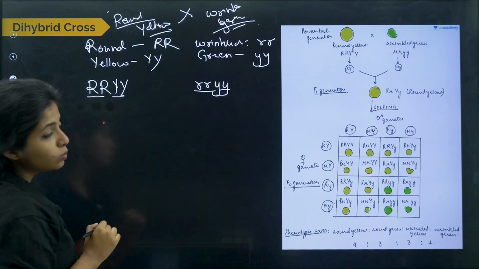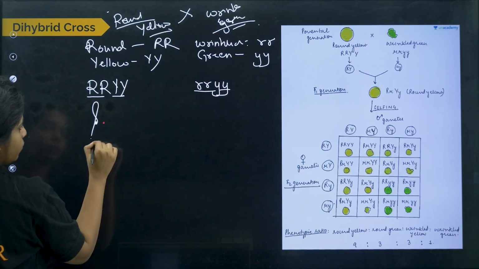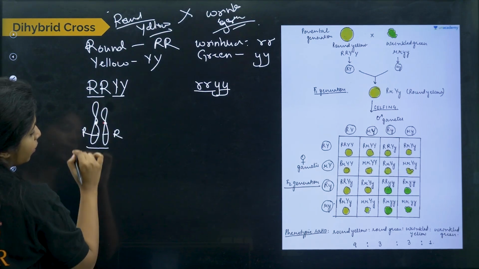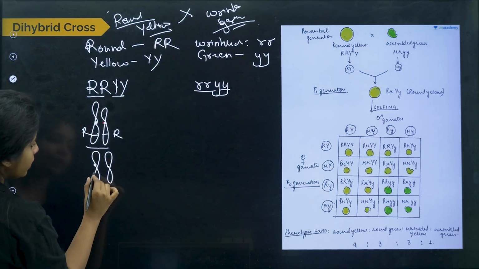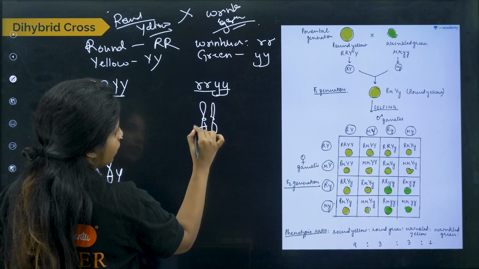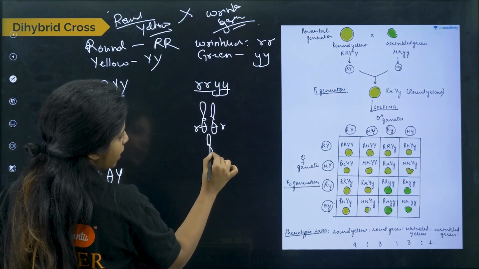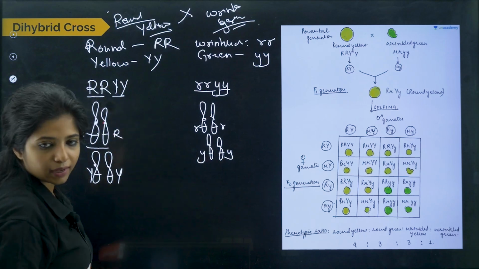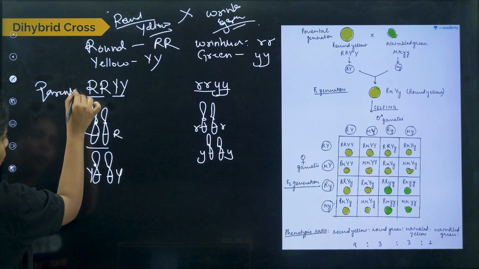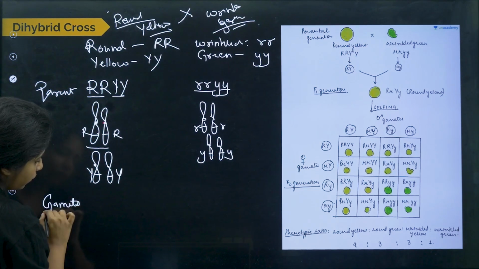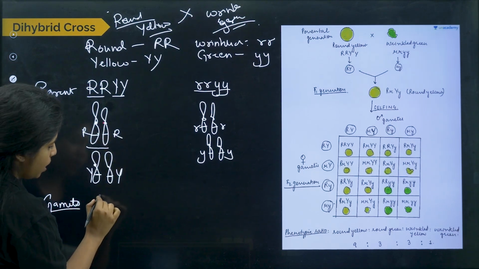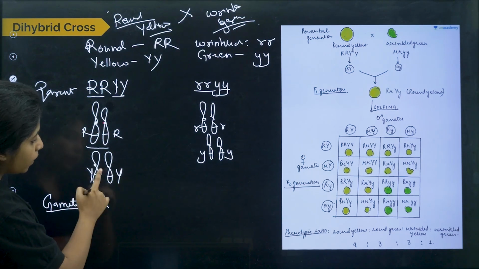Now how can you imagine the chromosome? Suppose this is a pair of chromosomes. One has capital R, the other also has capital R. Similarly, one has capital Y, and the other also has capital Y. Over here, one has small r, the other also has small r. One has small y, the other also has small y. This is the parent, and this is the parent. Now I have to form the gametes. What will be the gametes, children? From this pair only one can come in. Whichever comes, it will be capital R only. From this pair also one can come in.